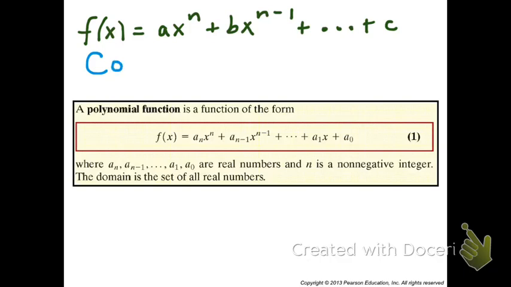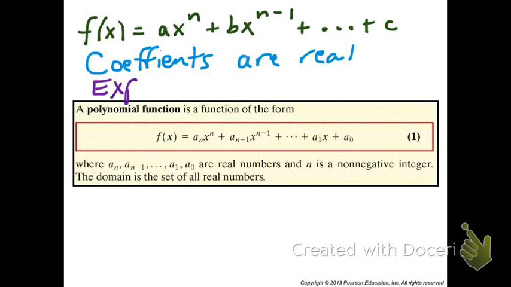So here's the deal. You can look at an equation, and as long as the coefficients are real and the exponents are whole. There's got to be some sort of a rhyme or a song you can make out of that. Coefficients must be real, exponents must be whole, and what do I mean by whole? I mean whole numbers.